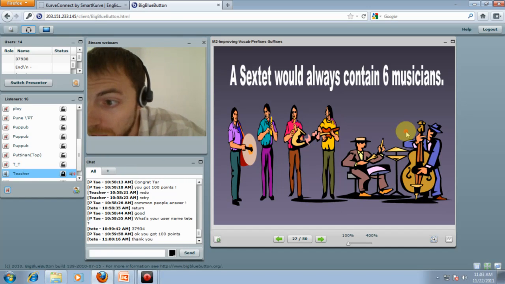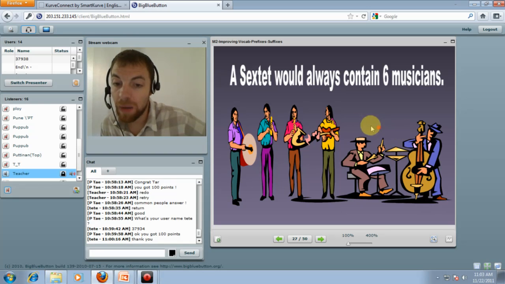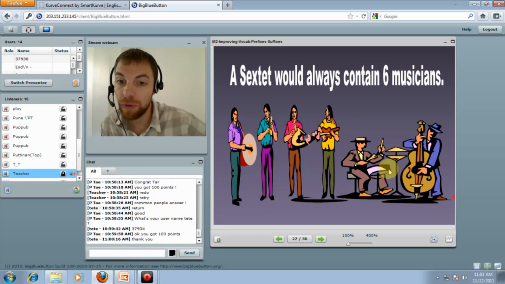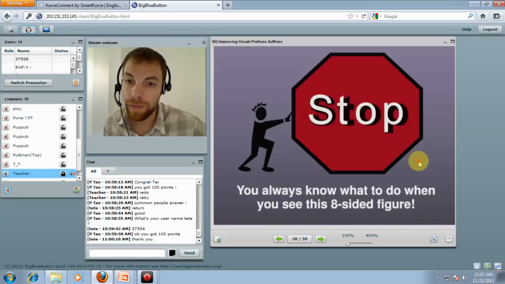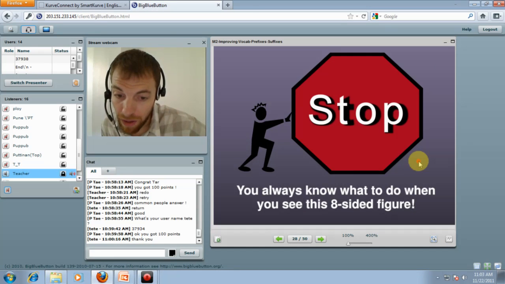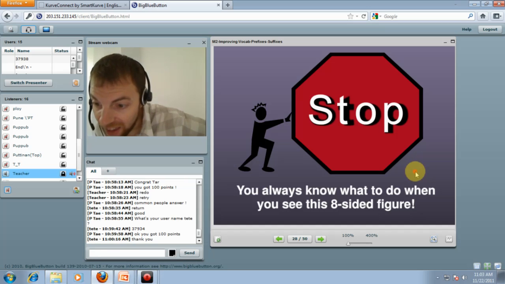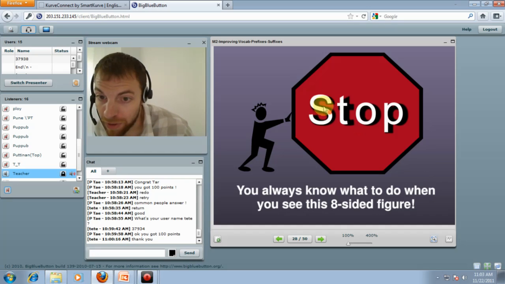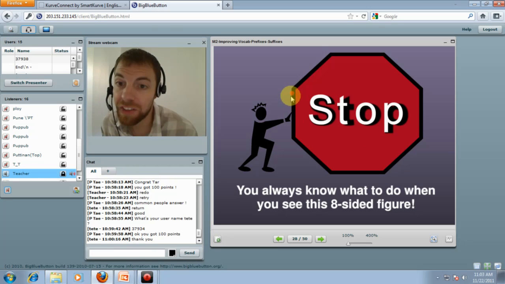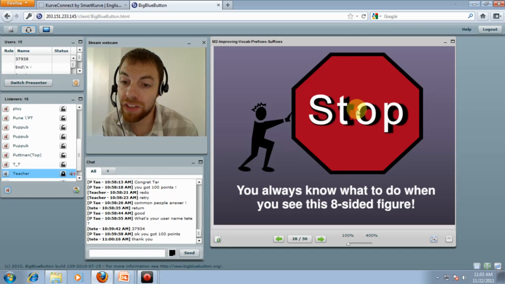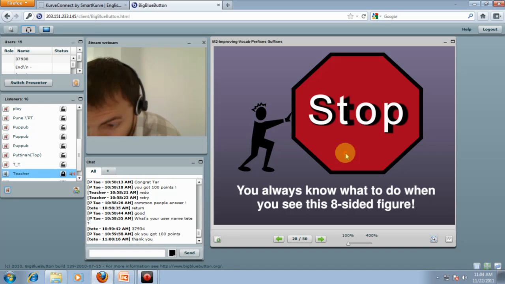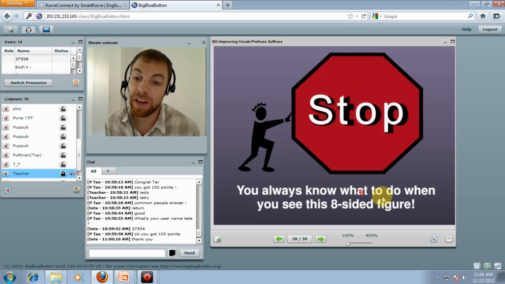A sextet would always mean 6 musicians. Sometimes a band, a big band of 6 people, is called a sextet. Here, you always know what to do when you see this 8-sided shape. So this is an octagon. 1, 2, 3, 4, 5, 6, 7, 8. And the octagon, 8-sided shape, always means stop. Right? You see an octagon anywhere.